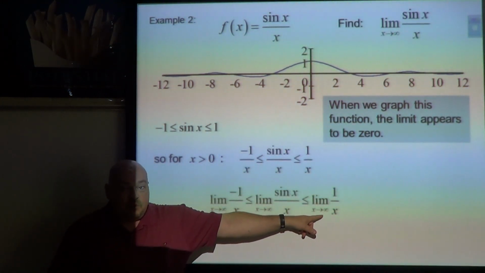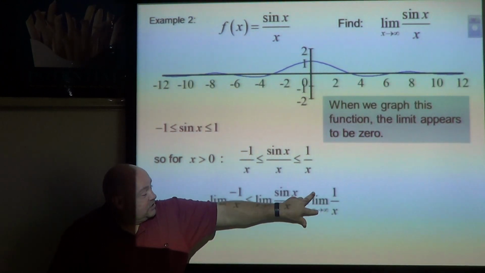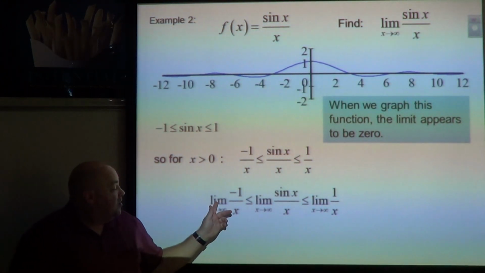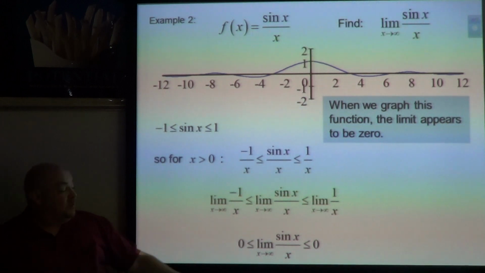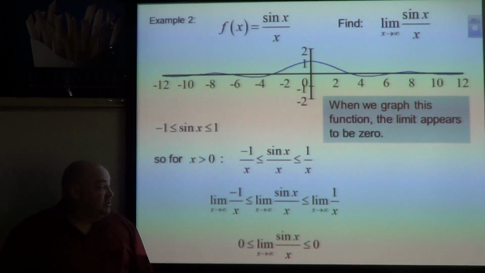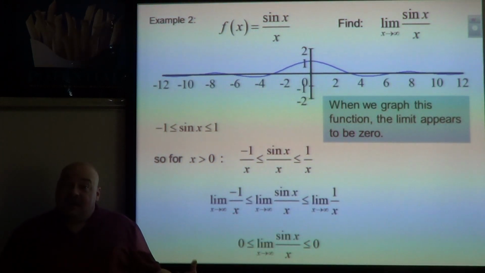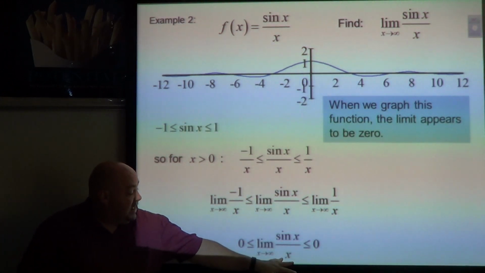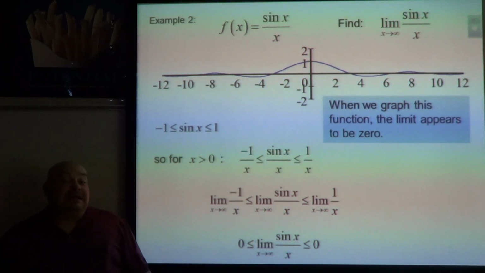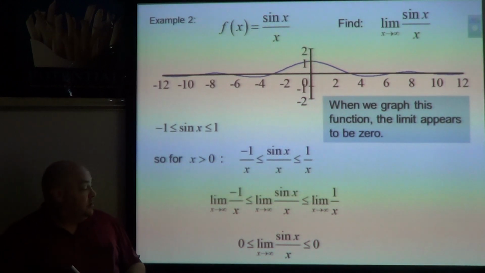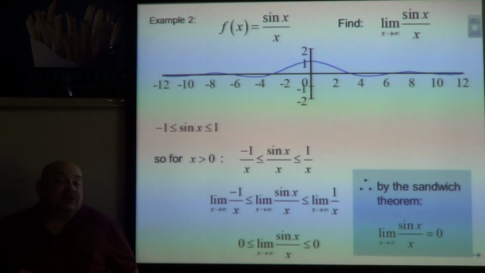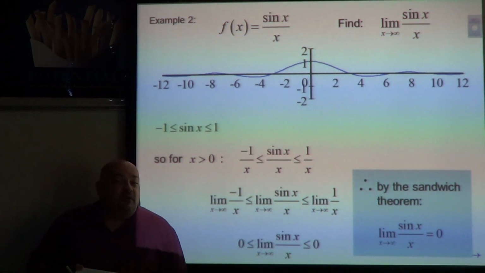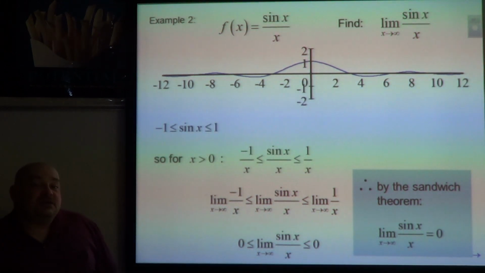And over here on this side, x gets larger and larger and larger, so that's going to go to 0. So we end up with 0 here and 0 there. So what do we know that means about our limit as x approaches infinity of sine x over x? Well, it has to equal 0 as well. So use of the sandwich theorem on that actually works, and we can figure out what the limit as x approaches infinity is. So by the sandwich theorem, the limit as x approaches infinity of sine x over x is equal to 0.